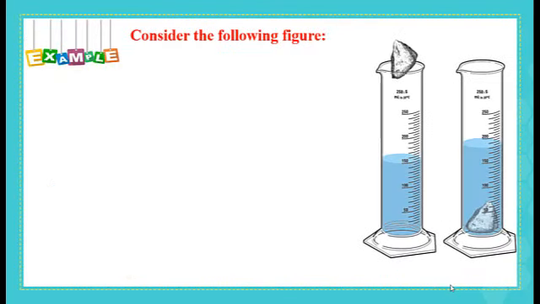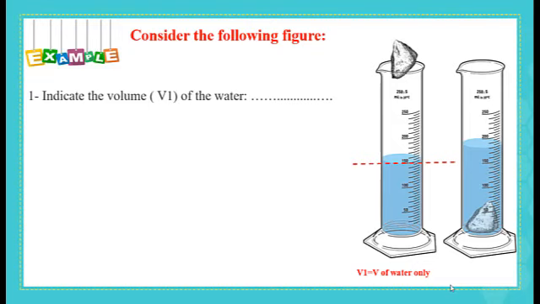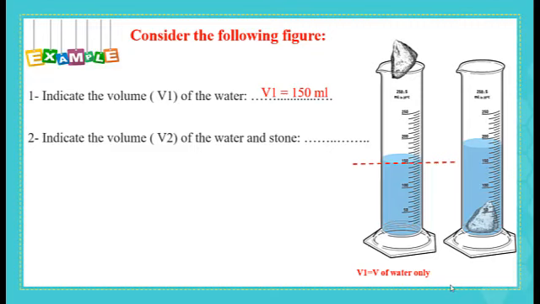Example: consider the following figure. Indicate the volume V1 of the water. The volume V1 of the water is in the first graduated cylinder, that is equal to 150 milliliter. Indicate the volume V2 of the water and the stone. The volume V2, that represents the volume of the water plus the stone, is shown in the second graduated cylinder, that is equal to 180 milliliter.